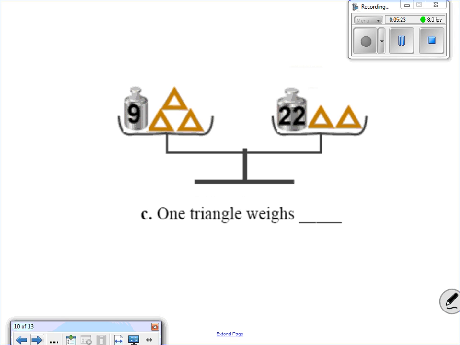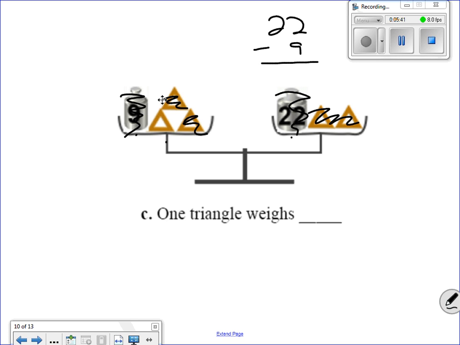All right, got some more weight, have some triangles. Well, what can I cross off right away? I could automatically cross off 2 triangles. So now I'm left with a triangle, 9 grams, and I have 22 grams. I can cross off 9 grams here, 9 over here. What is 22 minus 9? I want to know what I have left over on this side. To borrow, get a 3, 13 grams over here. 1 triangle over here. 1 triangle weighs the same as 13 grams.